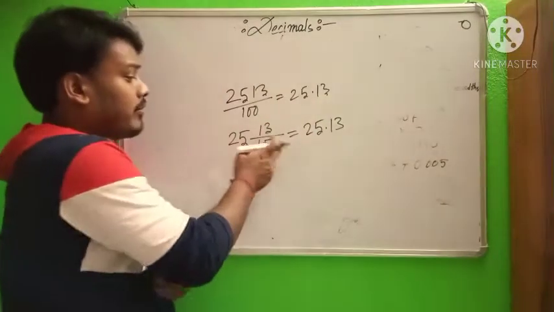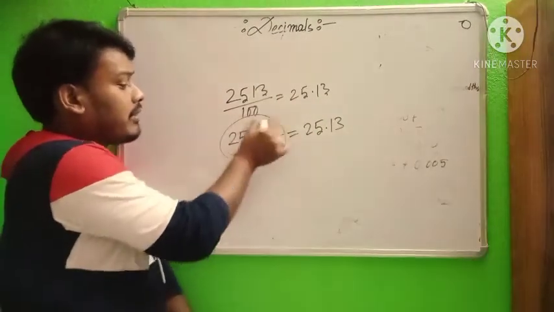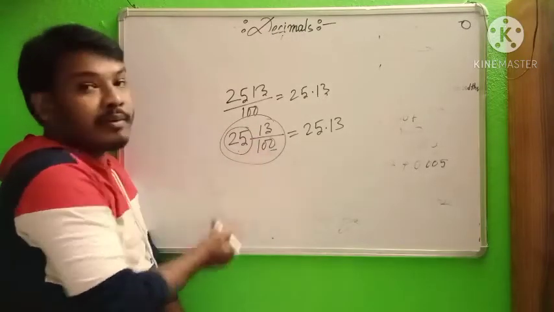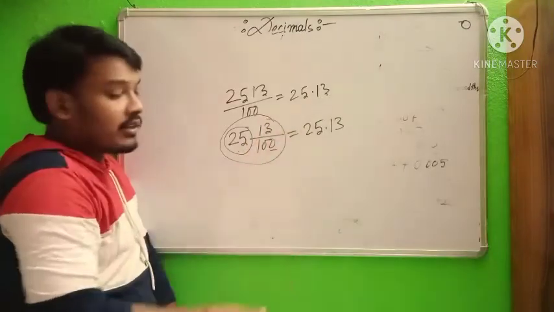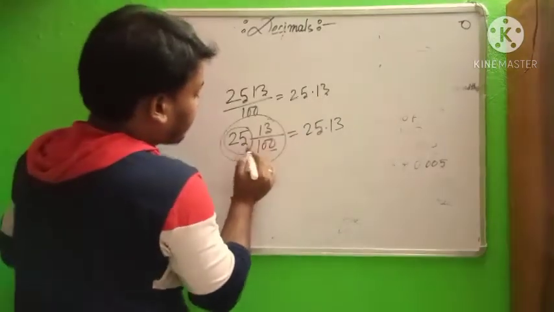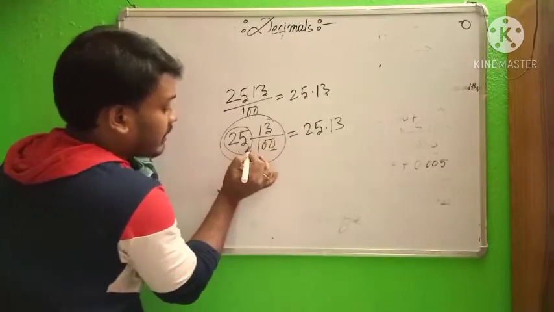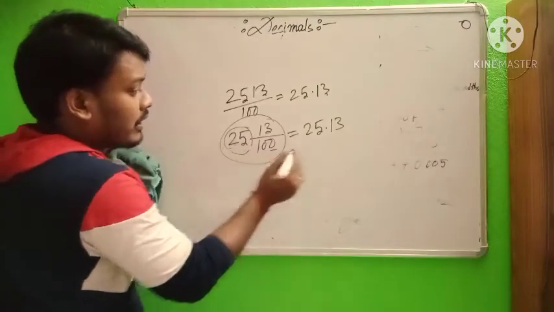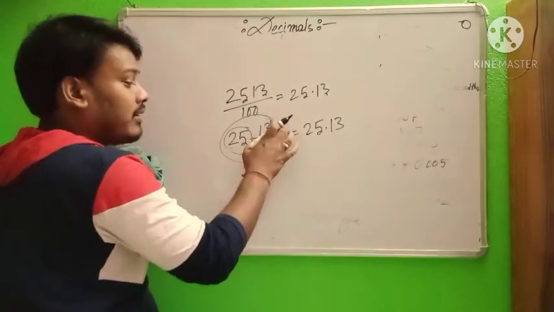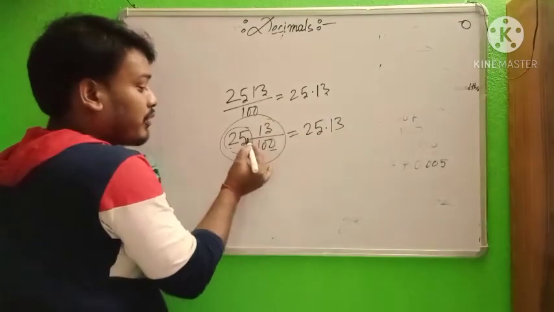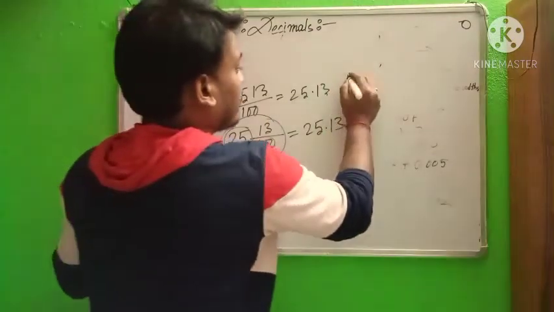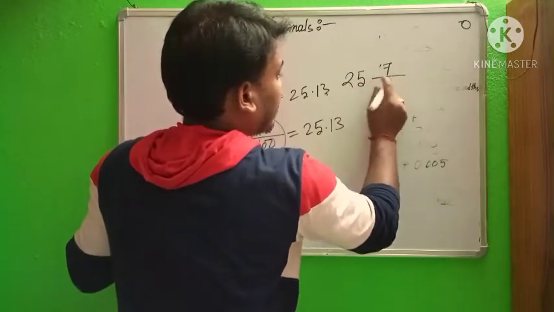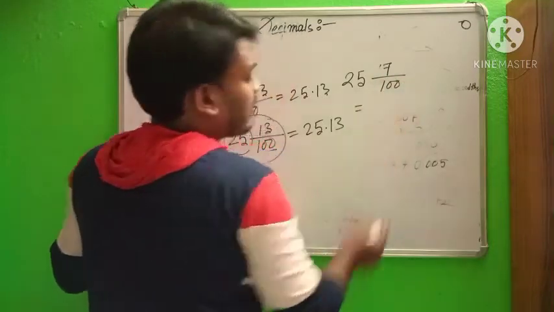So from here we can say that if this kind of decimal is given and this kind of fraction is given, first the mixed fraction, and in the denominator 10, 100, 1000 is there, we simply put the decimal after the whole value and write the decimal for this one only. So we put the decimal here. For another example, 225 7 by 100. So what is the value in decimal?